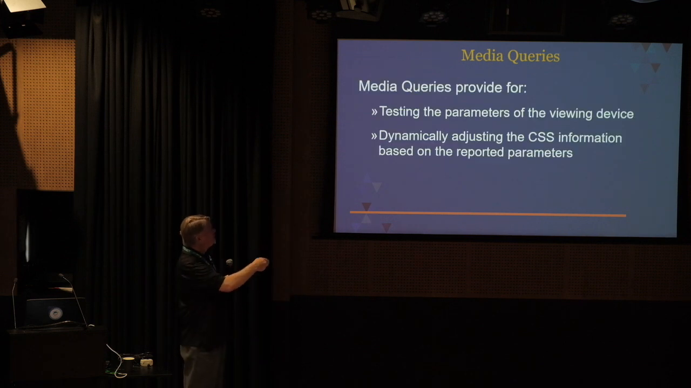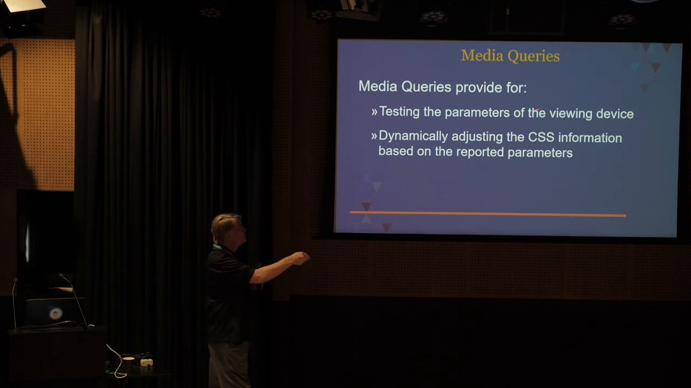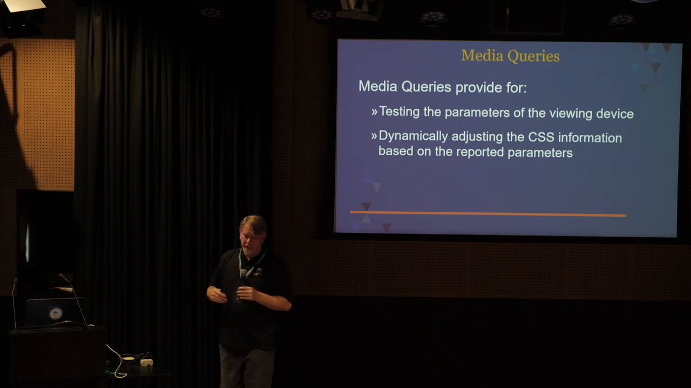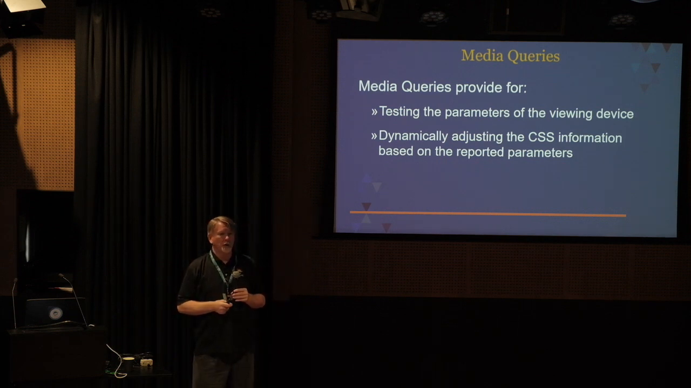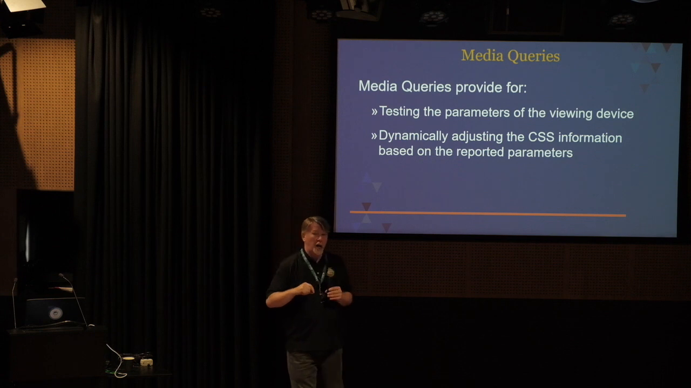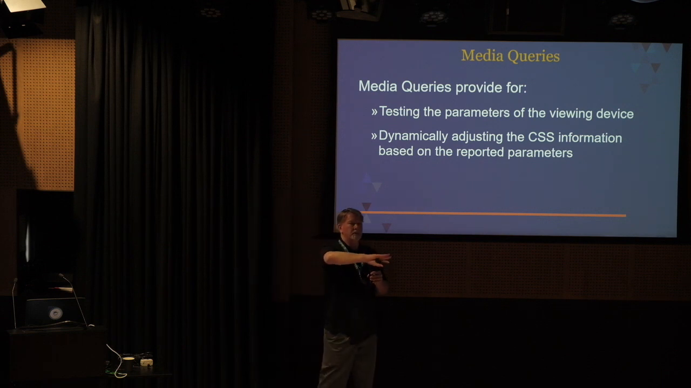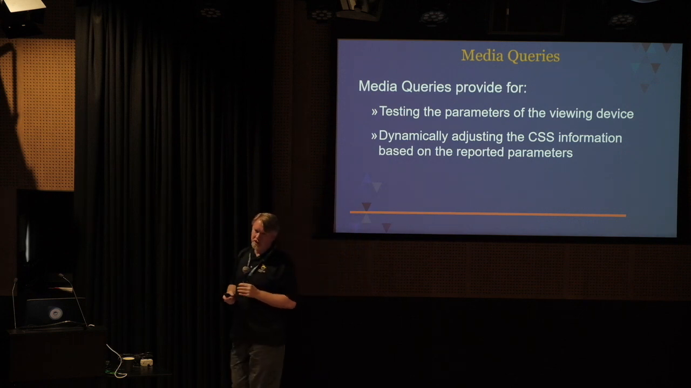So media queries provide for testing the parameters of the device. So it's not only that, okay, I'm going to a smartphone, but through media queries, I can actually quiz the smartphone. I can detect, well, is this a high-end smartphone with a retina display and I render content one way, or is this just a standard cheap smartphone and I want to render my content a second way? Both of those being different than the main browser presentation on a desktop.